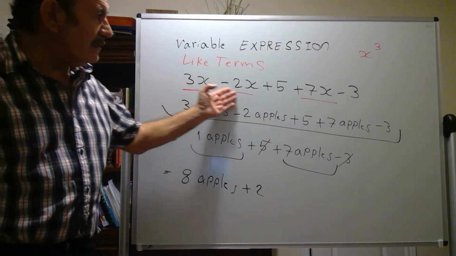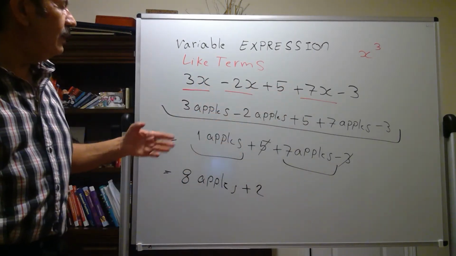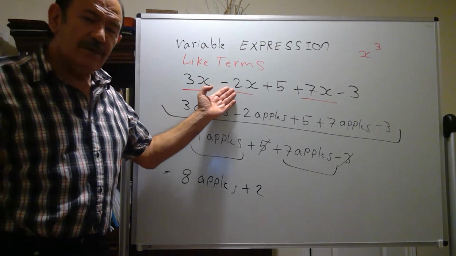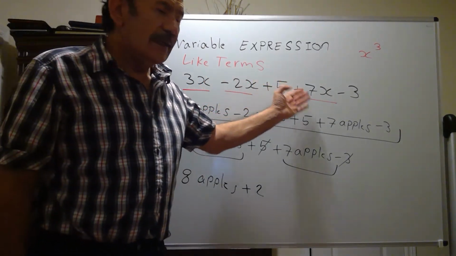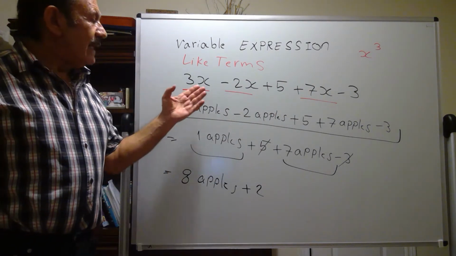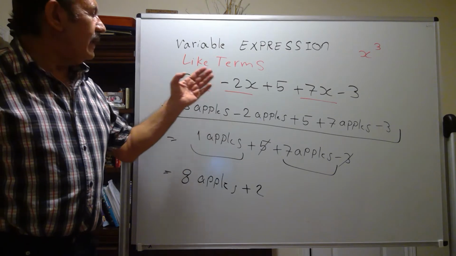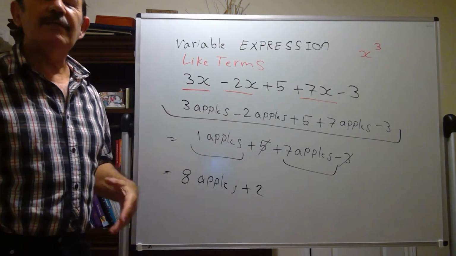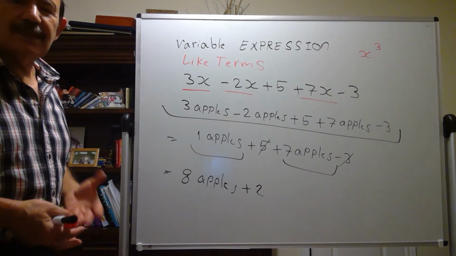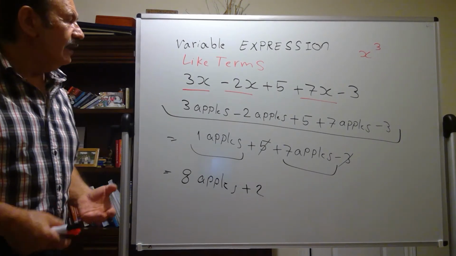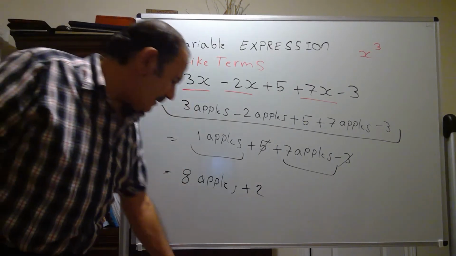Because all of these three terms have the same base and the same exponent, what is the difference between these three? The difference is only in the coefficient. The coefficient of this one is 3, of this one is -2, of this one is +7. So same base with the same exponent, but different coefficients. We call them like terms. We can add or subtract like terms, or in general we can simplify like terms.